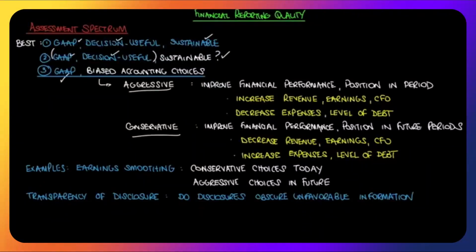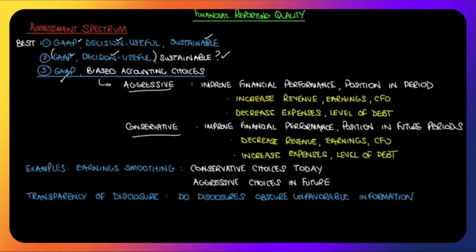Aggressive choices are those that improve financial performance and position in the period. So right here, right now, you're boosting performance and position. That will either increase revenue, increase earnings, or your CFO, or decrease expenses or your level of debt. If you decrease your level of debt, you are decreasing your leverage, which decreases the perceived level of financial risk, which improves your position. Conservative, quite simply the opposite.